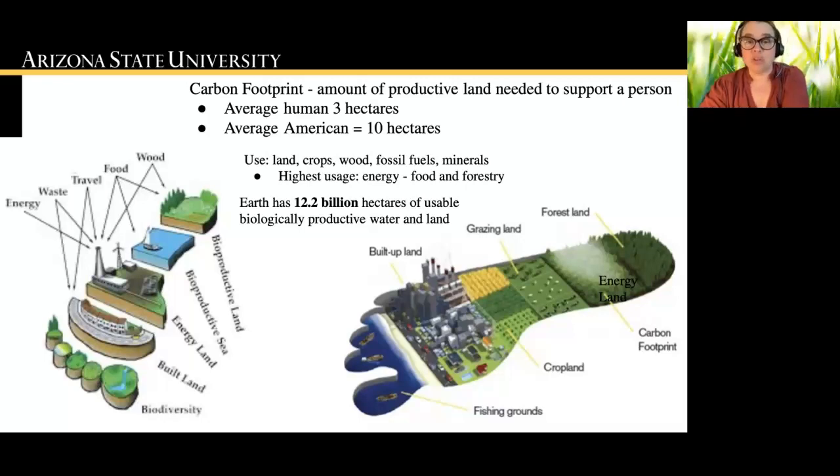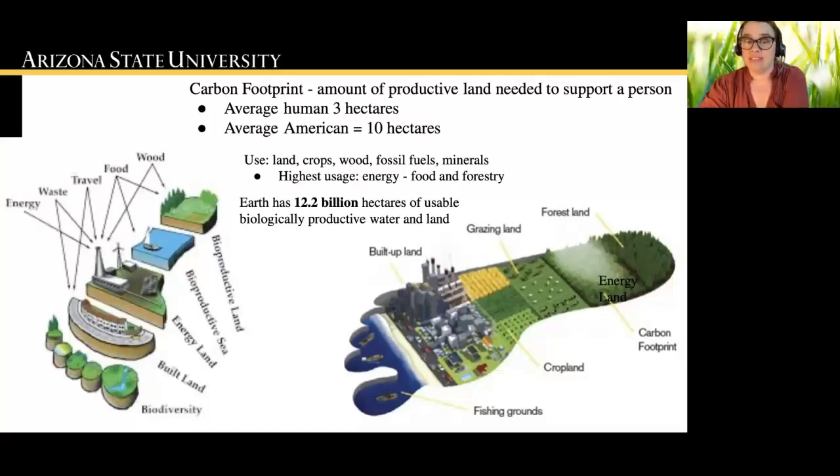So this is why we start looking at our carbon footprint. A carbon footprint is the amount of productive land needed to support a person during their lifetime. So what do we use land for? Crops, wood, fossil fuels, minerals, right? Land to build things. Our highest usage comes from energy, food, and forestry. So energy, building, and eating, right?